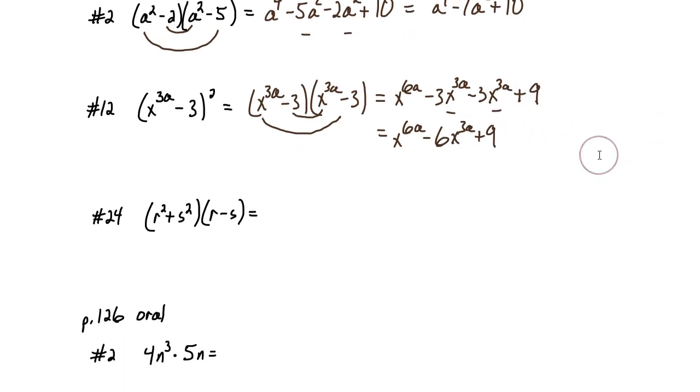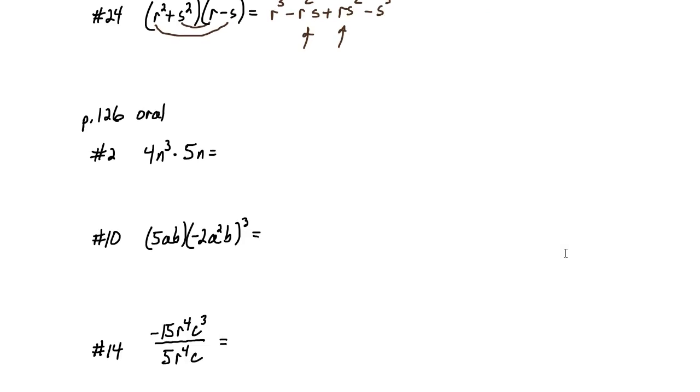Number 24 is a binomial times a binomial, so it's FOIL again. R squared times r is r to the third power. Now the outer product, we get negative r squared s. Now the inner product, we get positive r s squared. And now the last, s squared times negative s is negative s cubed. This time we don't have like terms because r squared s is not the same thing as rs squared.